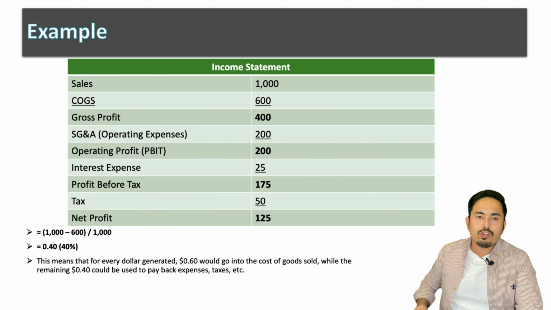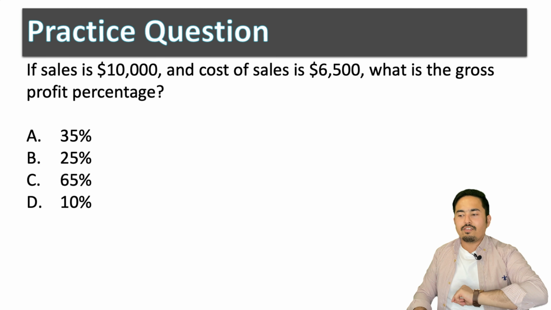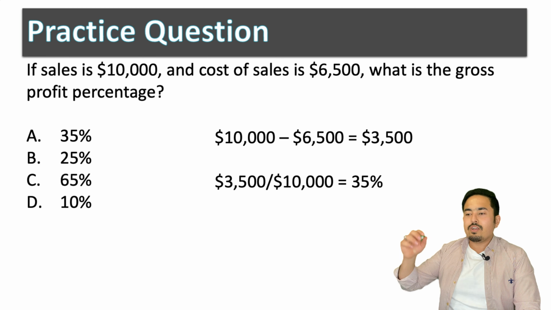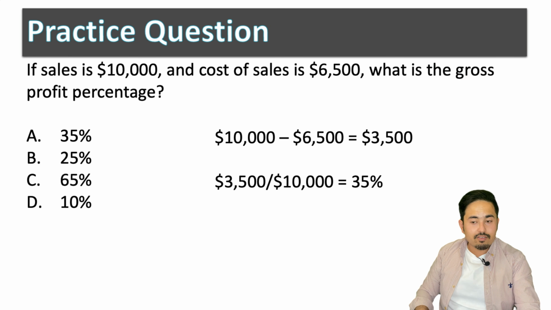That's it. There is a practice question, a very easy one. Sales of the company were 10,000, cost of sales was 6,500. What's the gross profit percentage? Simple one. Sales minus cost of sales, 10,000 minus 6,500, ends up at 3,500 as gross profit. That gross profit divided by 10,000 is 35%. Option A is the correct answer.